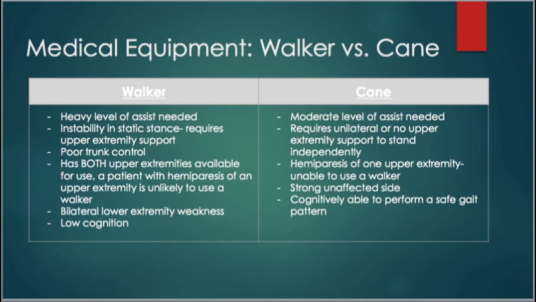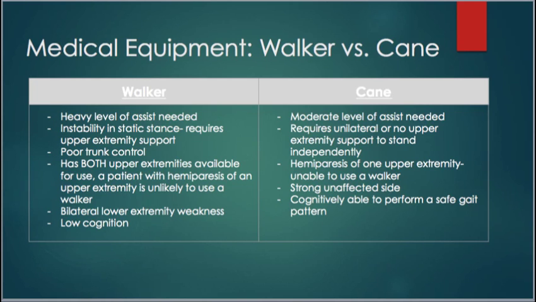They typically have hemiparesis of one upper extremity, so they're not able to use a walker, and hopefully they also have a strong unaffected side. Also, just as importantly, they're cognitively able to perform a safe gait pattern using the cane. What's really important to take away here is that you want to provide your patient with the least restrictive device to be able to function.